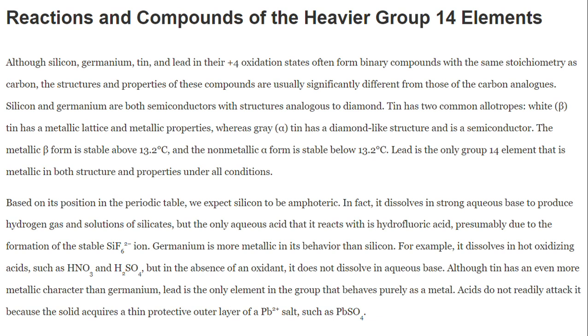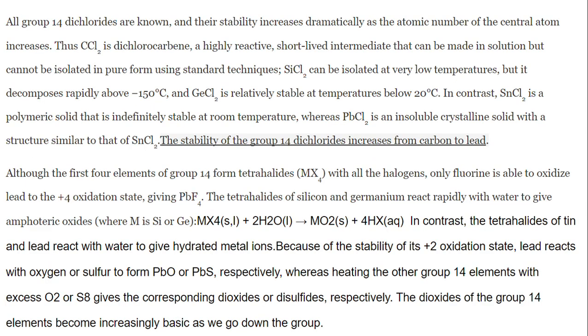Germanium is more metallic in its behavior than silicon. For example, it dissolves in hot oxidizing acids such as nitric acid and sulfuric acid, but in the absence of an oxidant, it does not dissolve in aqueous base. Although tin has an even more metallic character than germanium, lead is the only element in the group that behaves purely as a metal. Acids do not readily attack it because the solid acquires a thin protective outer layer of a Pb2+ salt such as lead sulfate.